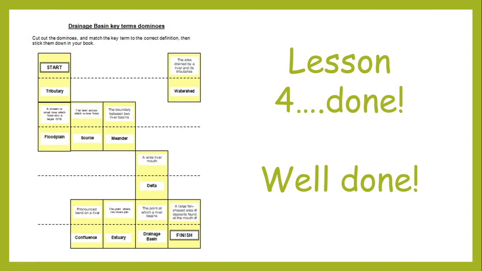And then beginning with the one that says start on it, stick that in the top left-hand corner of your book. And then the key term on that domino is tributary. So you're going to look on all your other dominoes for the meaning of the word tributary and stick that one butted up against that first one, so that the key term is stuck next to the meaning. And then on the other side of that domino will be another key term. And you'll have to do the same. Find the domino that has the meaning that matches that key term, stick it down, and so on until you get to the finish. Okay?